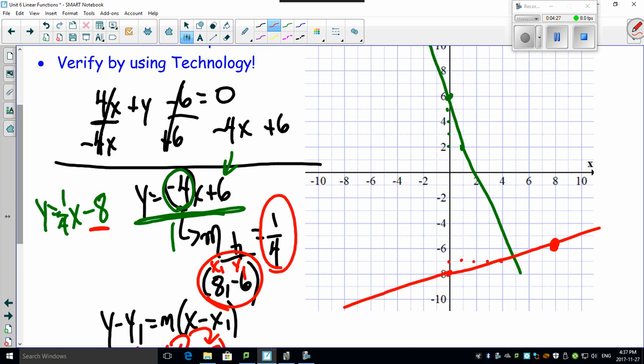That's what the two graphs look like, and you can see right there they actually meet at a 90-degree angle. So we did it right. Woohoo!